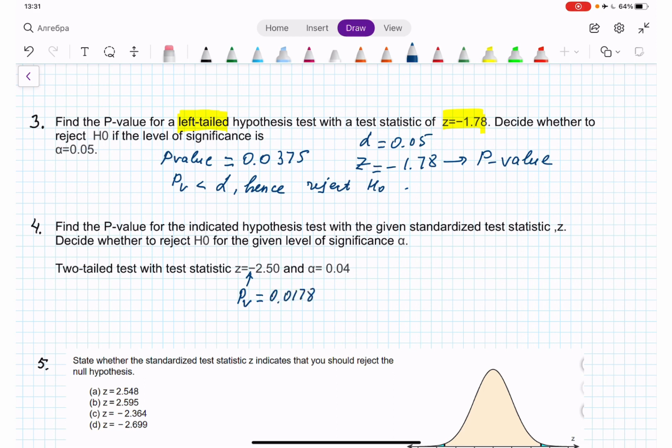P-value is going to be 0.0178. And then our p-value is going to be less than alpha, let me put alpha. All right? Because 0.0178 is less than 0.04. So therefore, hence, reject the null hypothesis.